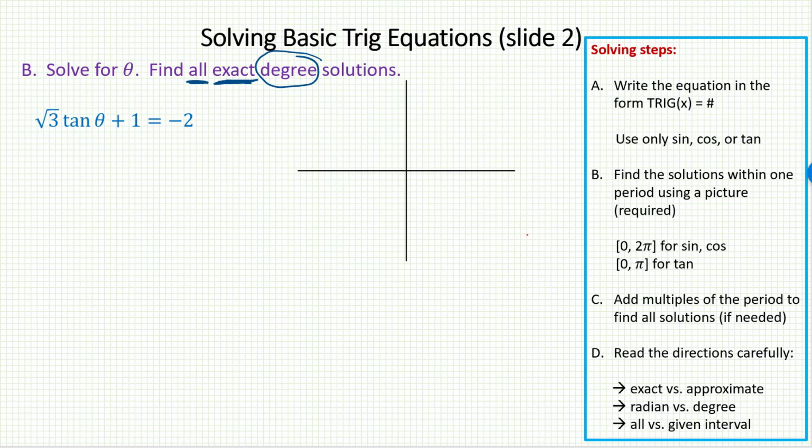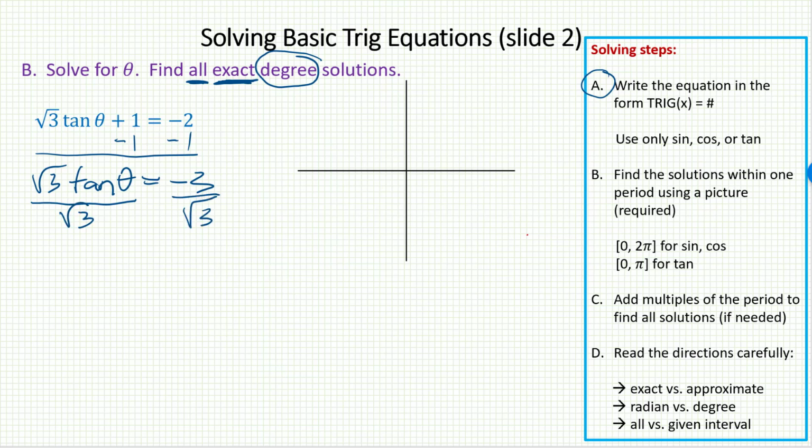Well, let's follow our solving steps. The first step is to isolate the tangent theta in this equation. So I'll subtract the 1, and then I'll divide by the square root of 3. And then I know I'm about to draw a picture and I don't recognize that ratio over there. So I think I'm going to rationalize the denominator and see if that clears things up.